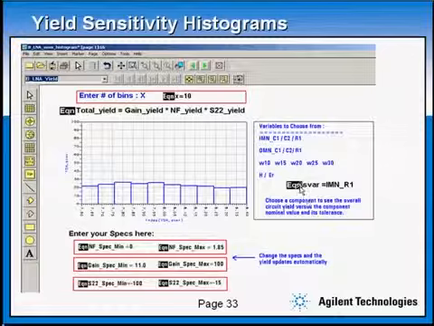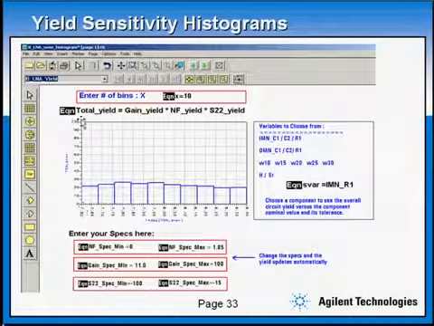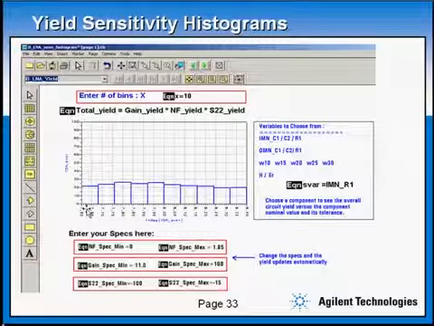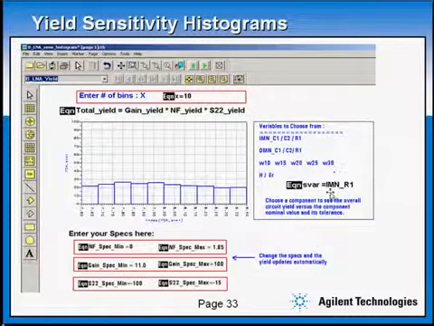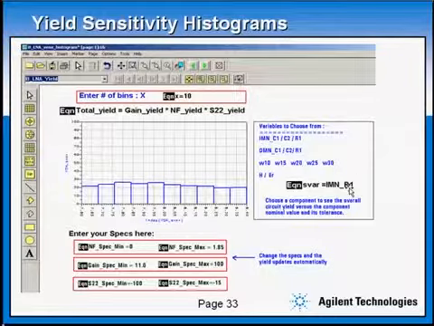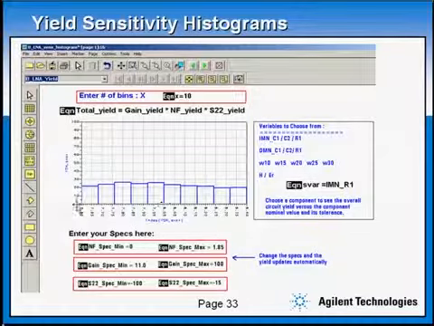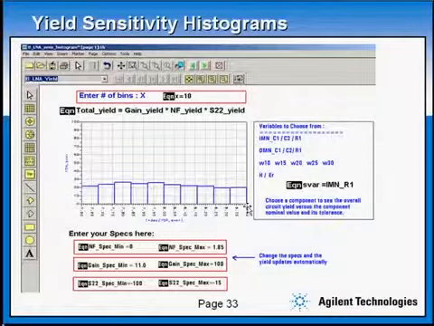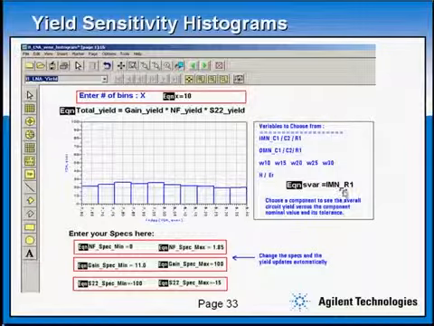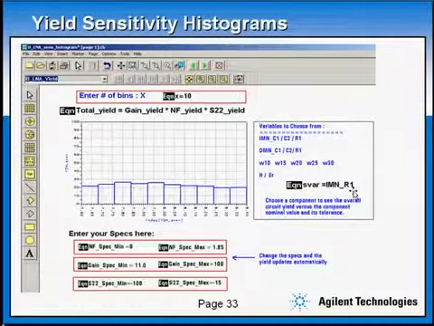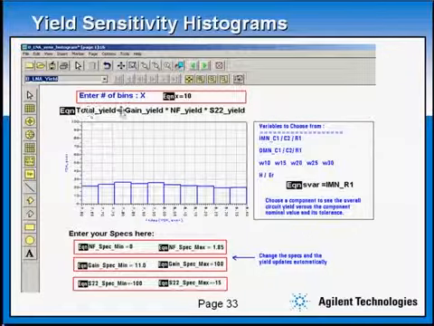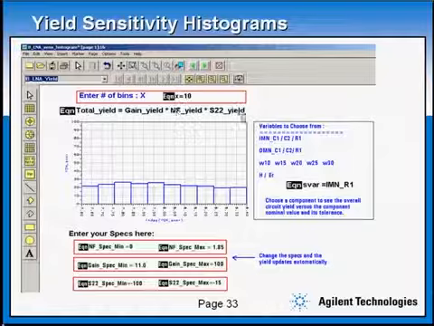This is a yield sensitivity histogram plot in ADS, and what is shown here is a plot of the overall yield in the circuit relative to each component in the design. So here's input matching network R1. That's the component I'm going to look at. And notice the yield is flat here. There's no variation. That's telling me that if R1 goes plus or minus 10% on the x-axis, the yield doesn't change. So I know R1 in the input matching network is not a sensitive component.